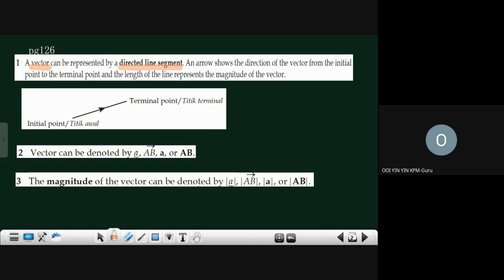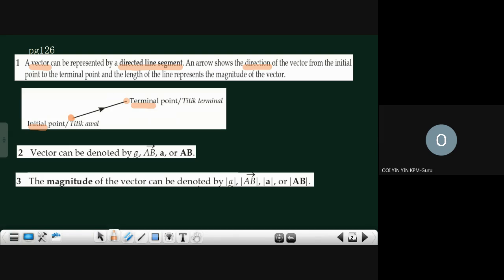So about a vector, you have direction, right? So there will be an arrow. An arrow shows the direction of the vector from the initial point to the terminal point. Now take a look at the example in the diagram here. Your arrow goes from down to up, right? So your start here is called the initial point, the starting point. And then your end here is called the terminal point. That's why your direction is like this.